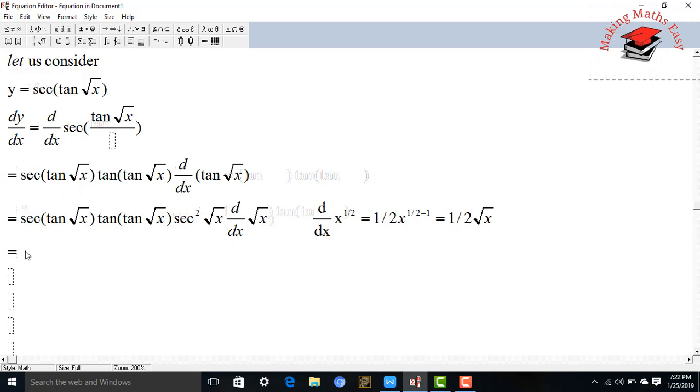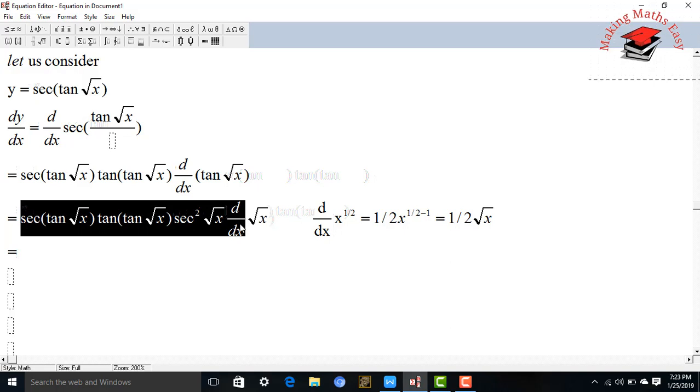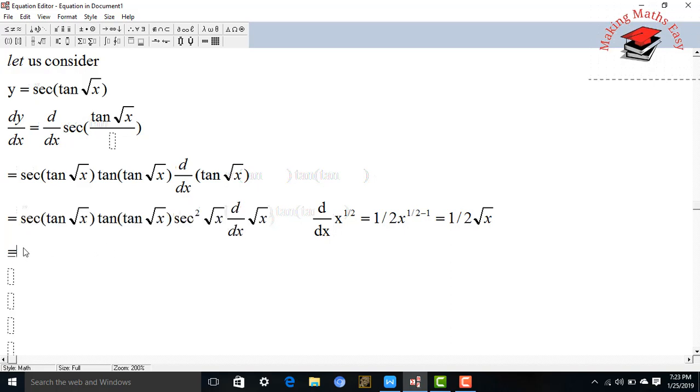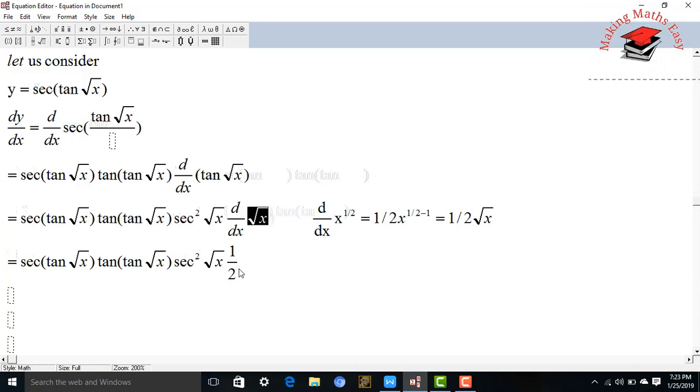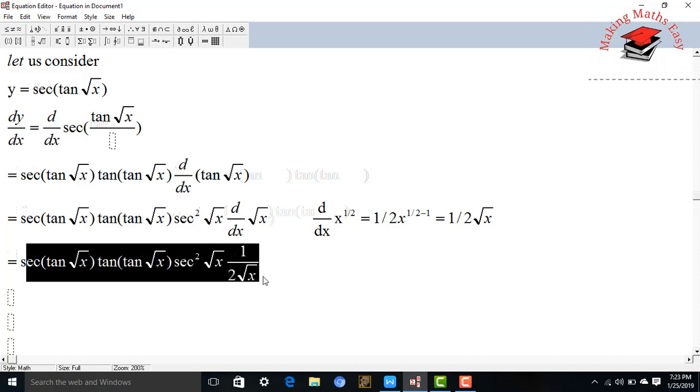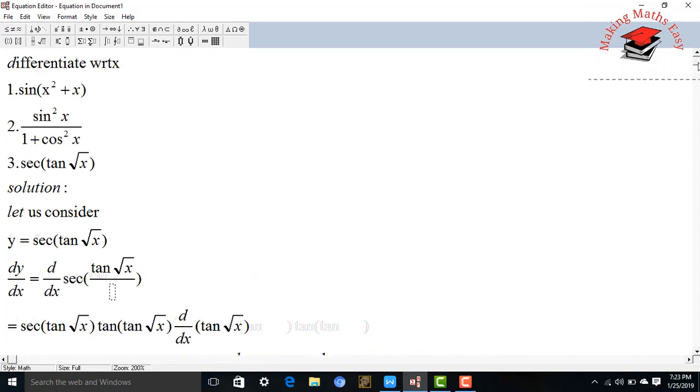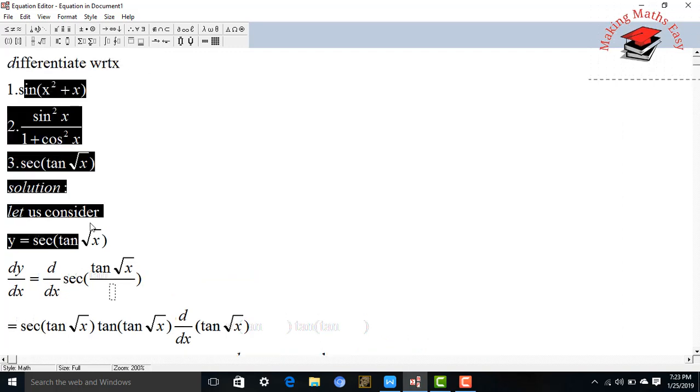So my final answer of this question will be equal to sec x into tan x, this particular function, divided by 1 by 2 root x. So 1 by 2 square root of x. So this is my final answer of the given question. So in this way you have to solve the complicated derivatives of trigonometric functions.